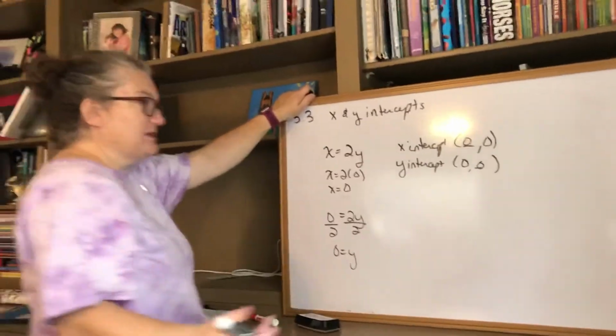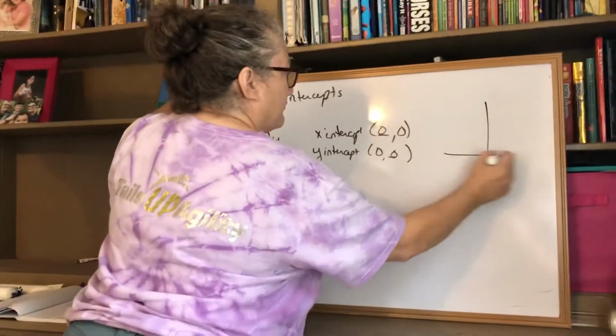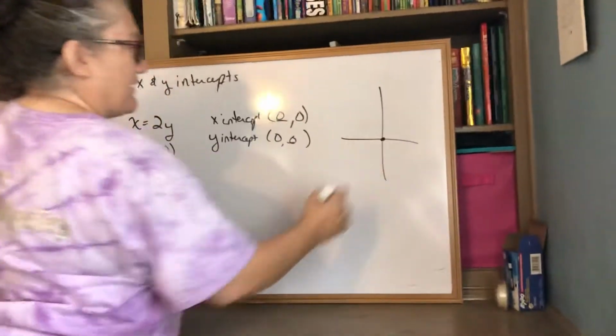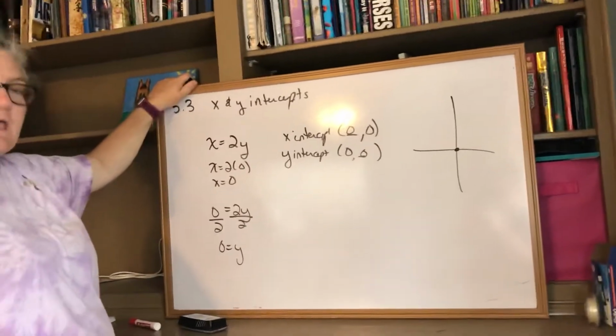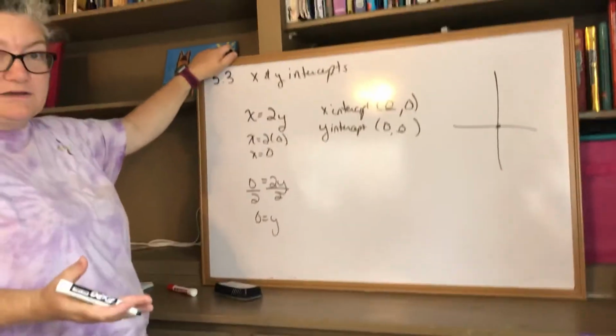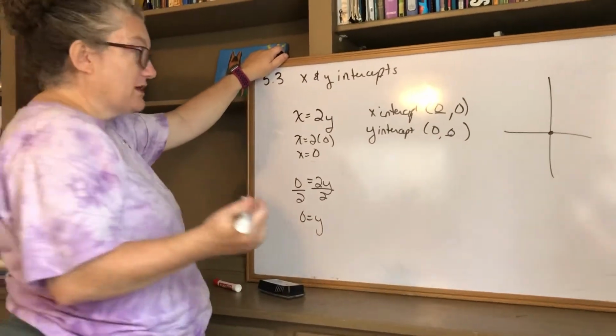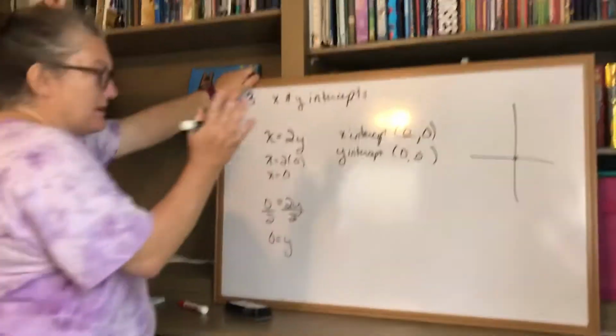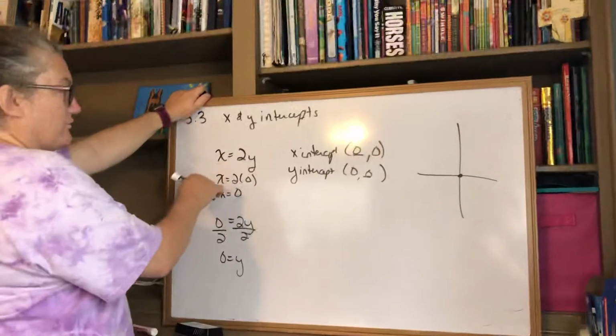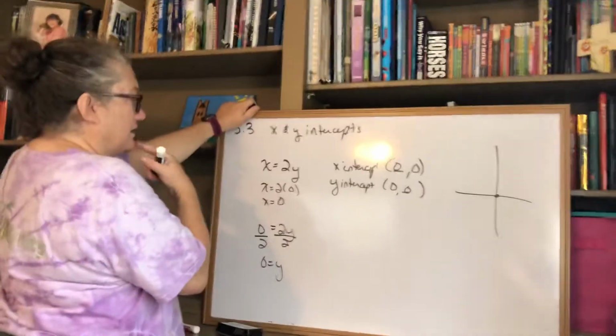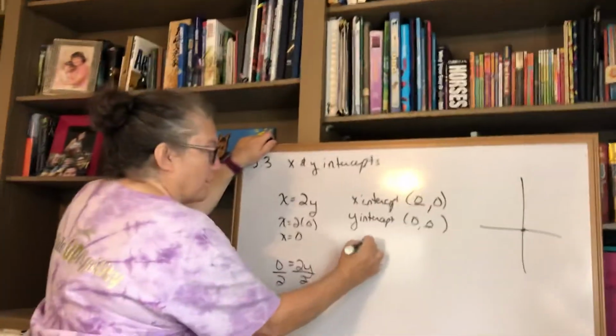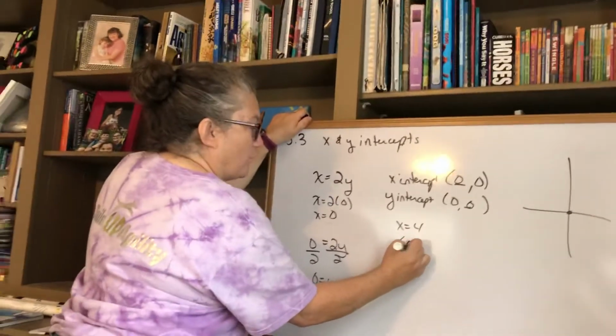How am I going to graph this? If I drew my graph, my x and y-intercept are right there. I can't draw a line from that. I have to choose a third point. This is where choosing a third point comes in. So I can pick any point, pick anything that's easy for you. For instance, I might pick x equals 4. So 4, something.